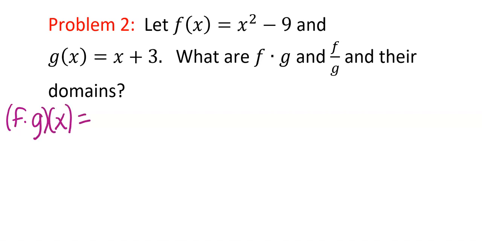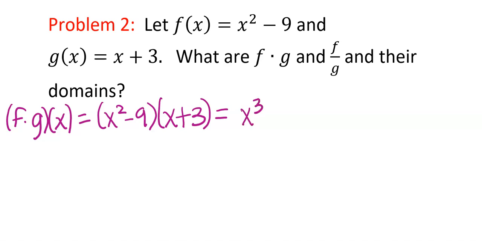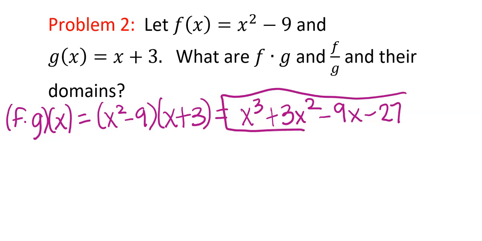So f of x times g of x is what you're doing. X squared minus 9 times x plus 3. Two terms multiplied together, so we're just going to FOIL it. X squared times x would be x cubed. X squared times 3 would be 3x squared. 9 times x would be negative 9x. And negative 9 times 3 would be minus 27. There are no like terms, so I'm just going to circle it, box it, whatever you're going to do.